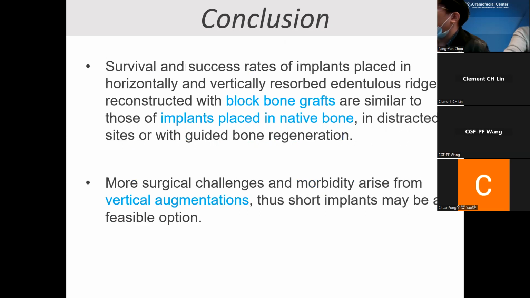So the conclusion of this systematic review is, first of all, that the survival and success rates of implants placed in horizontally and vertically resorbed edentulous ridges reconstructed with block bone grafts are similar to those of implants placed in native bone, in either distracted sites or with guided bone regeneration. More surgical challenges and morbidity arise with vertical augmentations, and when doing vertical augmentations, using shorter implants may be a feasible option.